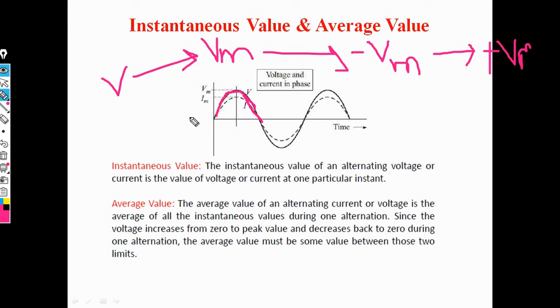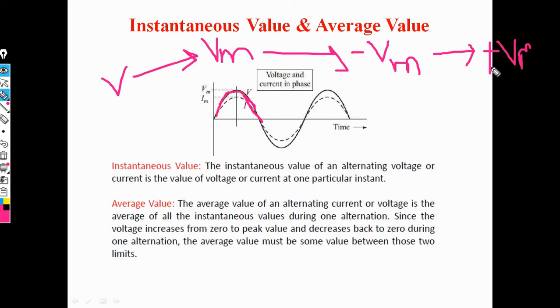That means initially voltage is there, increases to the maximum value, then decreases to a negative value, then increases to a positive value. That is called one alternation: voltage increases from 0 to peak value and decreases. The average value is taken between two points, the positive limit and the negative limit. That means average value will depend on the alternation, that is, one positive and one negative. That means average value depends on one positive and one negative value.